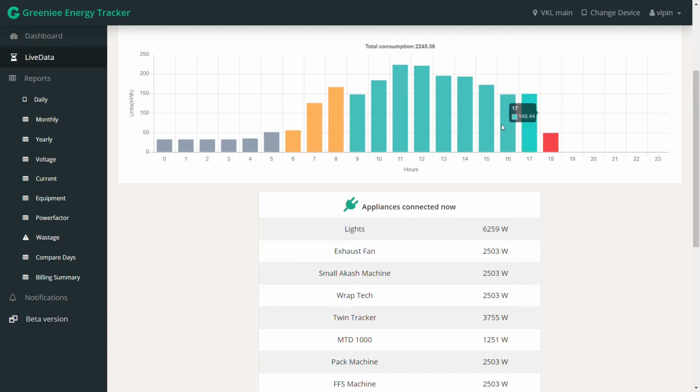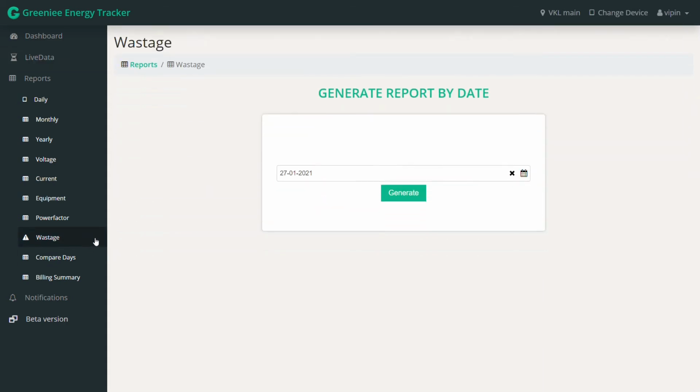Look at the reports section. Greenie provides an array of reports of your energy usage or energy consumption. It gives you a daily report, monthly report, or yearly report, and it reports on parameters like voltage, current, power factor, and all that. These are the three parameters that you need for you to monitor your overall consumption and wastage.